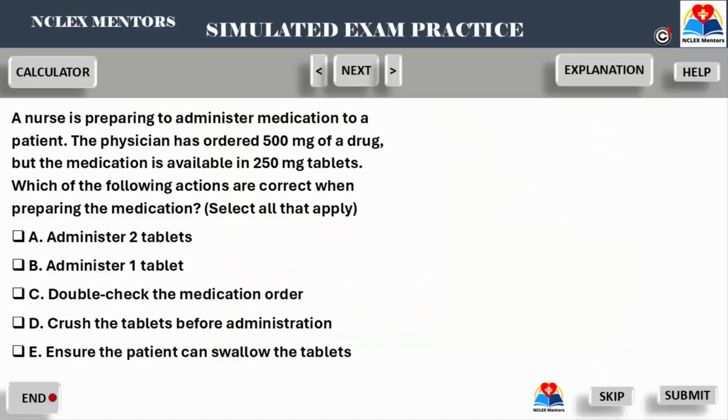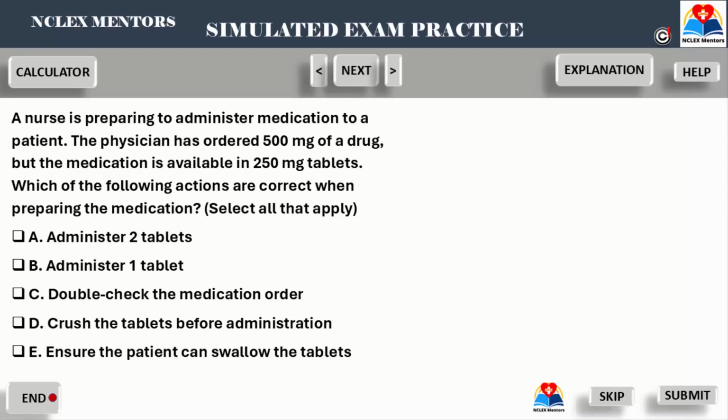Let's break down this practical question together. A nurse is preparing to administer medication to a patient. The physician has ordered 500 milligrams of a drug, but the medication is available in 250 milligrams tablets. Which of the following actions are correct when preparing the medication? Select all that apply. Here are your options.